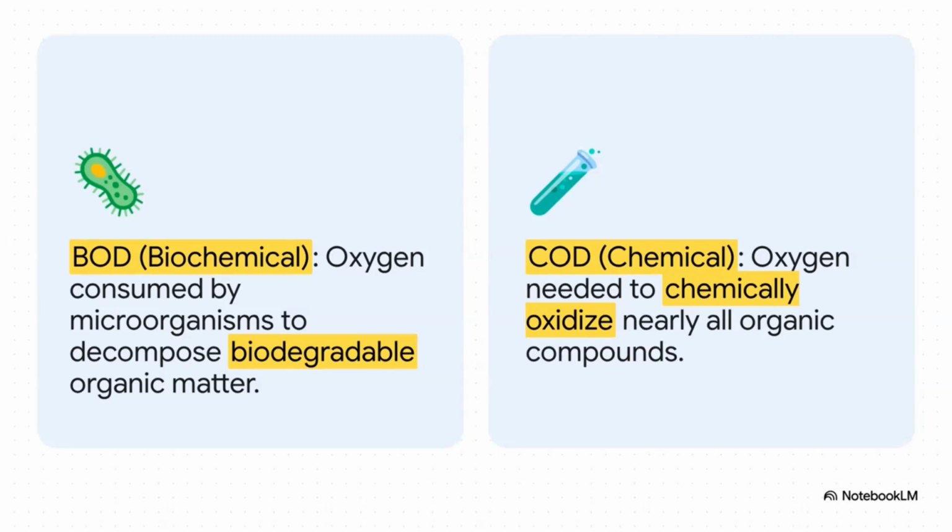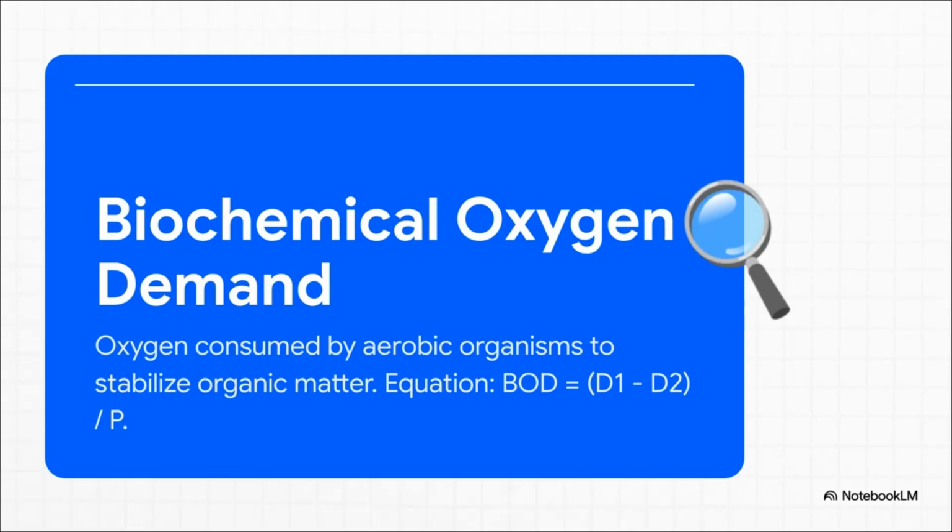BOD, or biochemical oxygen demand, is the natural approach. It measures how much oxygen tiny microorganisms will use up as they eat the biodegradable waste. COD, on the other hand, is the fast and furious chemical approach. It uses a powerful oxidant to measure the oxygen needed to destroy nearly all the organic stuff, whether it's biodegradable or not. BOD is what we call a bioassay, which is pretty cool. We're using living things to tell us what's going on.